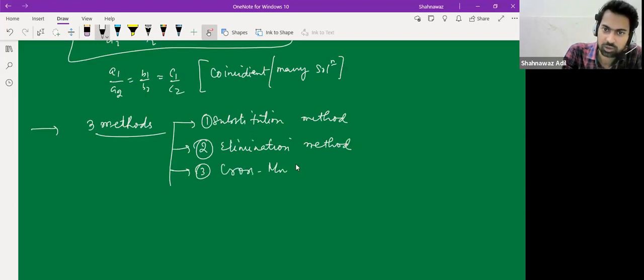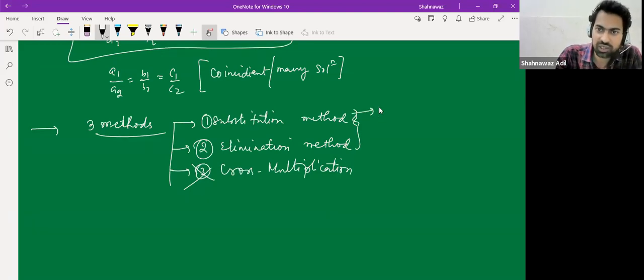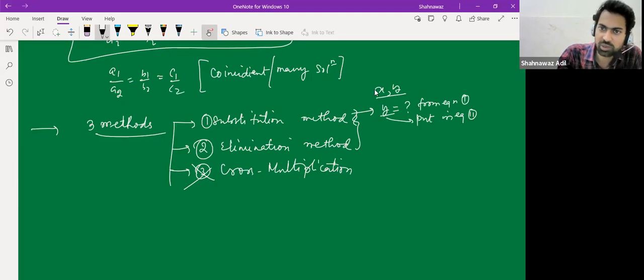So in my school, cross multiplication is not needed, so only these two we need, right? Substitution was what? We have two unknowns. We find one unknown from equation one, and then we put this value in equation two. So this was the substitution method, right, guys?